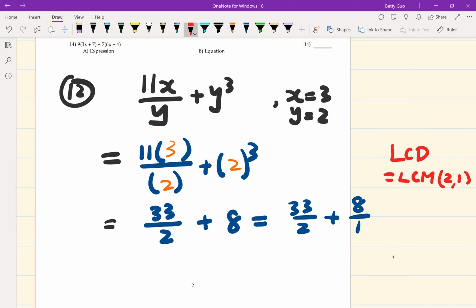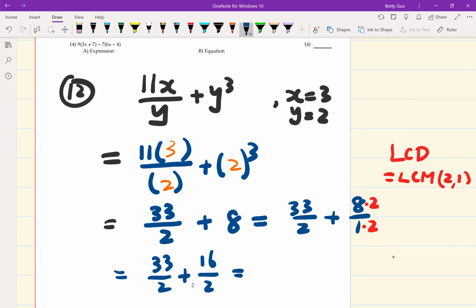What's the least common multiple of 2 and 1? 2, exactly. The first fraction, 33 over 2, has denominator 2 already. The second fraction, 8 over 1, we need to rewrite as an equivalent fraction with denominator 2. So how do we go from 1 to 2? Times 2. Remember, we can't just do it on the bottom. We have to do the same thing to the top in order to keep the fraction unchanged. So now we have 33 over 2, and 8 over 1 is 16 over 2.